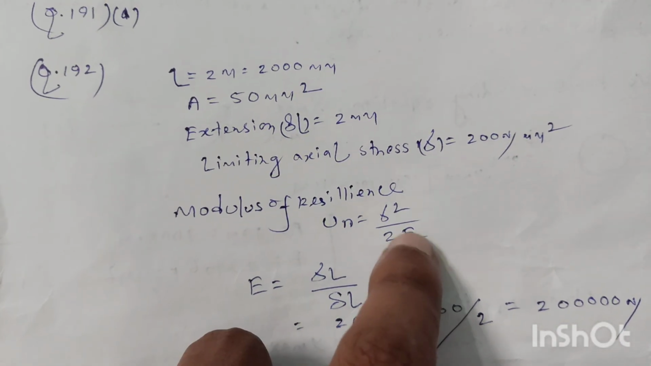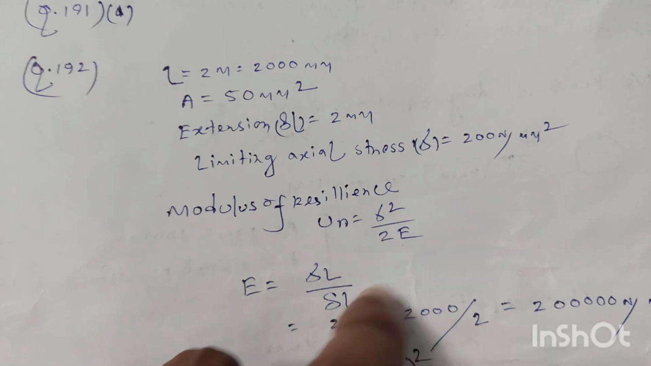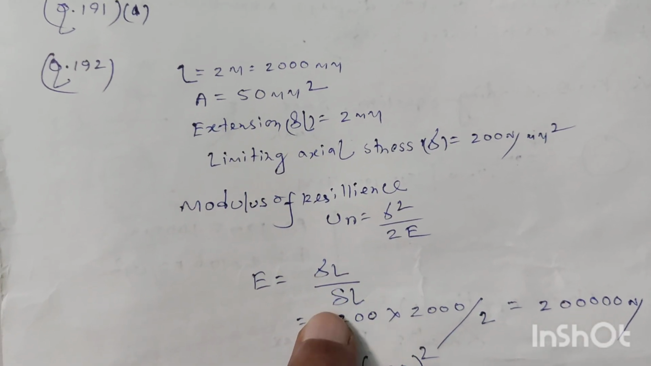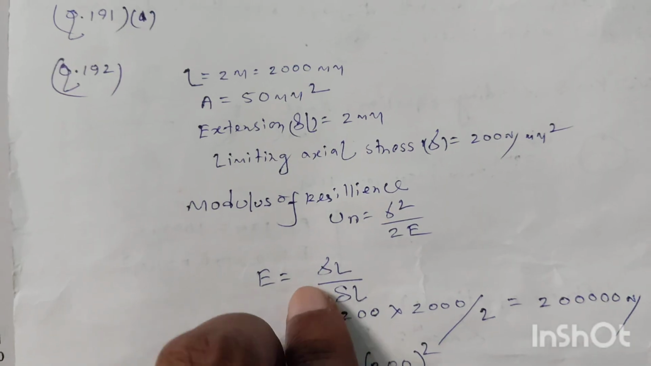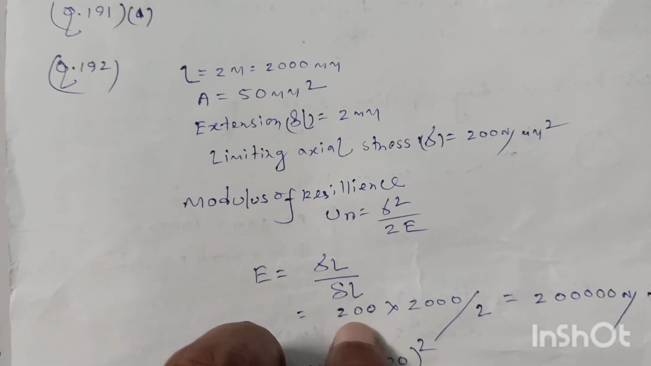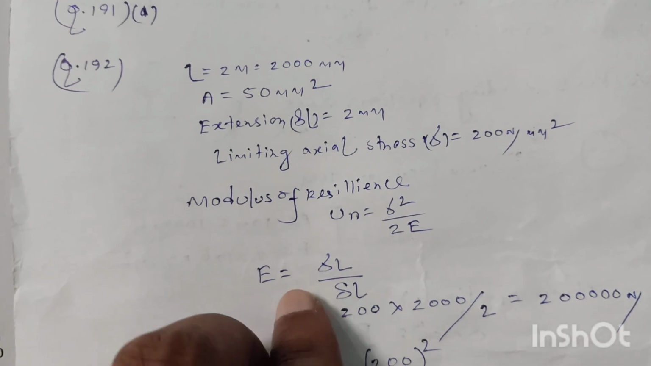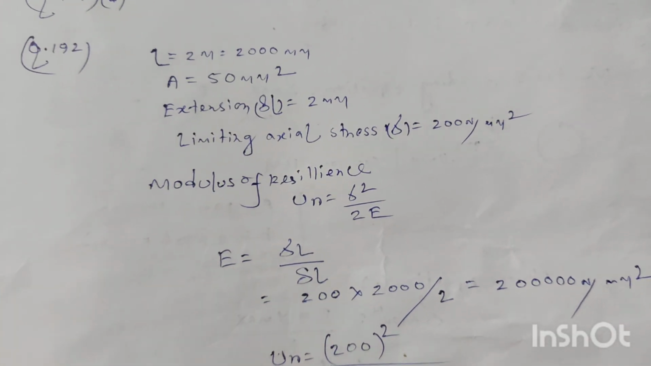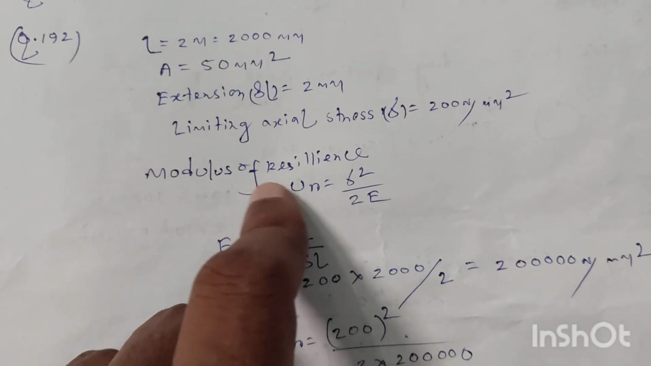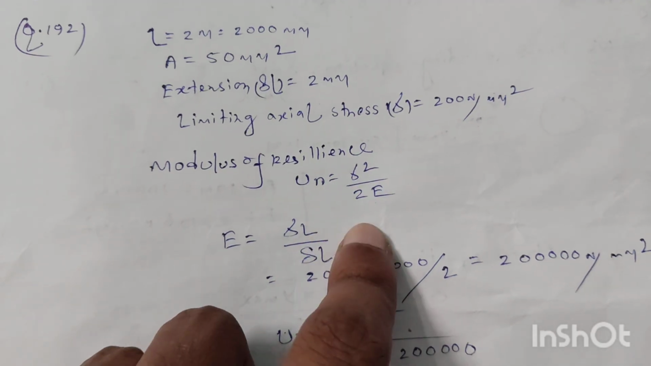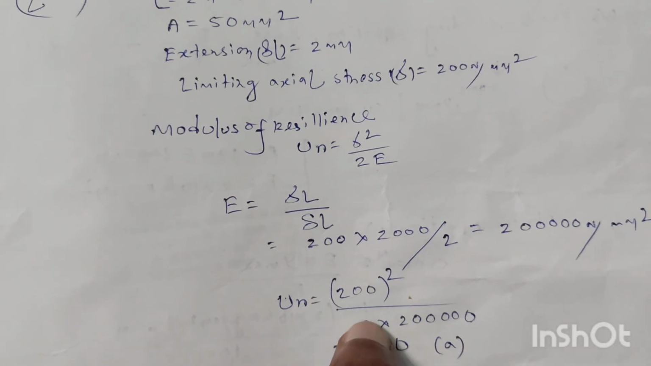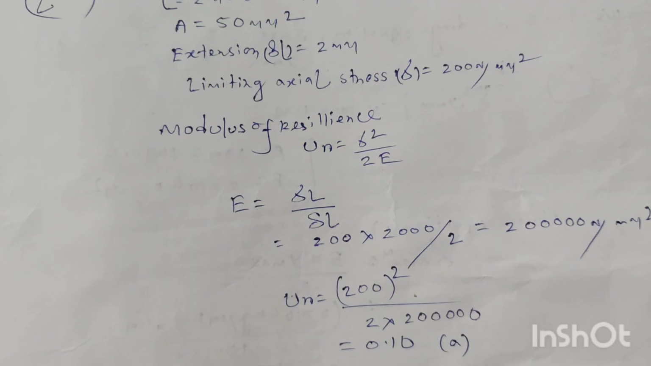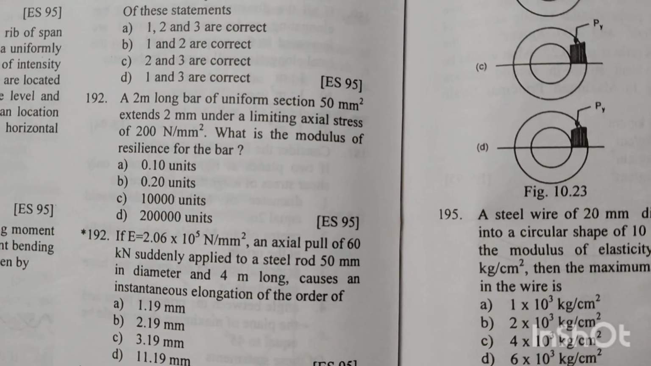We will determine the value of E, Young's modulus. We know the formula for Young's modulus E equal to sigma into L divided by delta L by Hooke's law. So by putting the value of sigma, L and delta L in this formula, E will be equal to 2 into 10 to the power 5 Newton per millimeter square. Modulus of resilience UR will be equal to sigma square by 2E. So if we put all the values, UR will be equal to 0.10. Option A is the right answer.